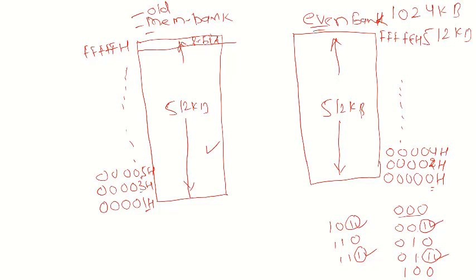So basically BHE bar basically provides the higher data bits. Okay, so BHE is basically used to provide higher data bits.